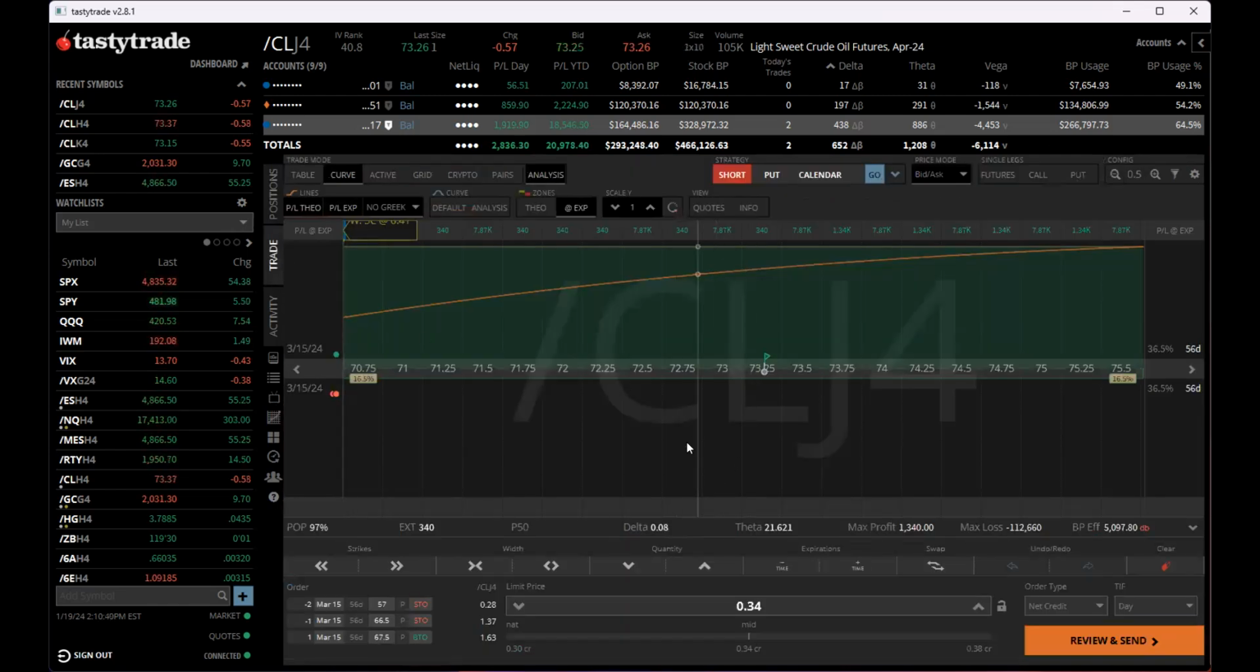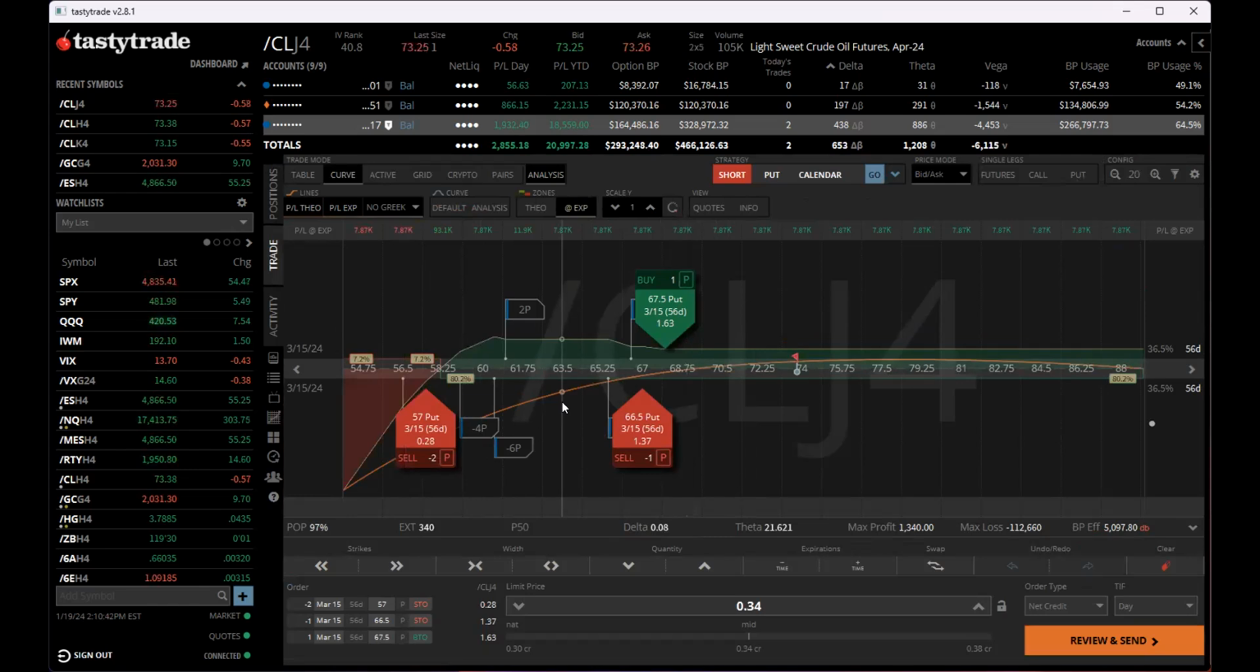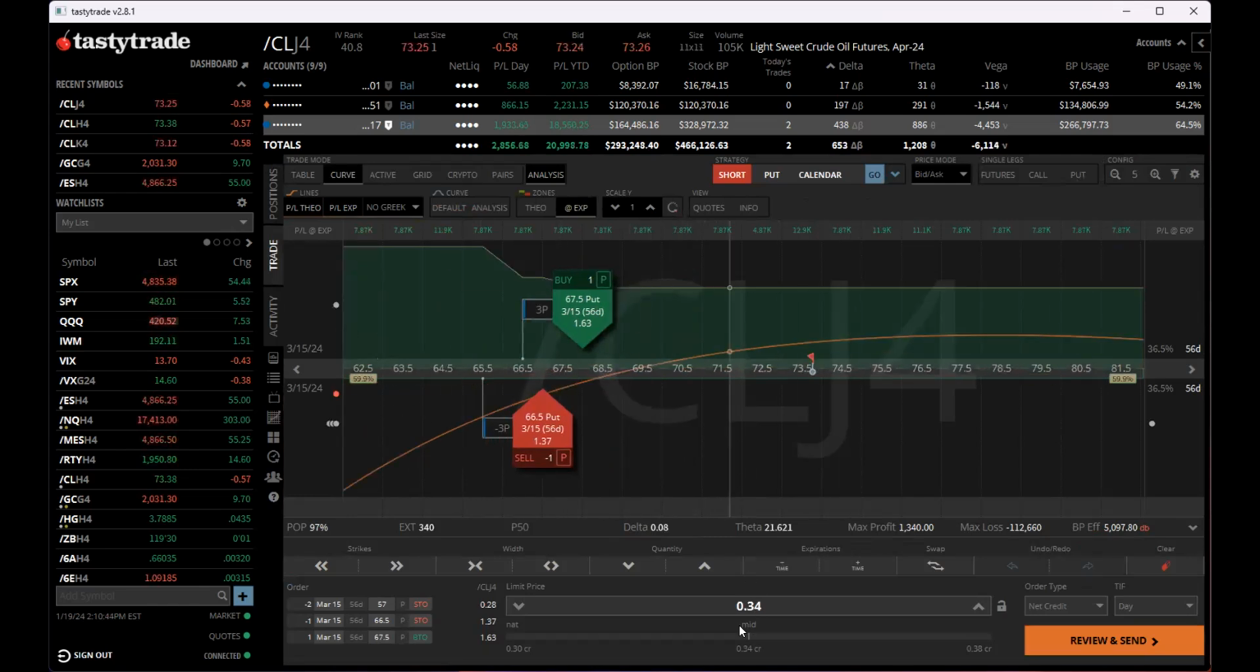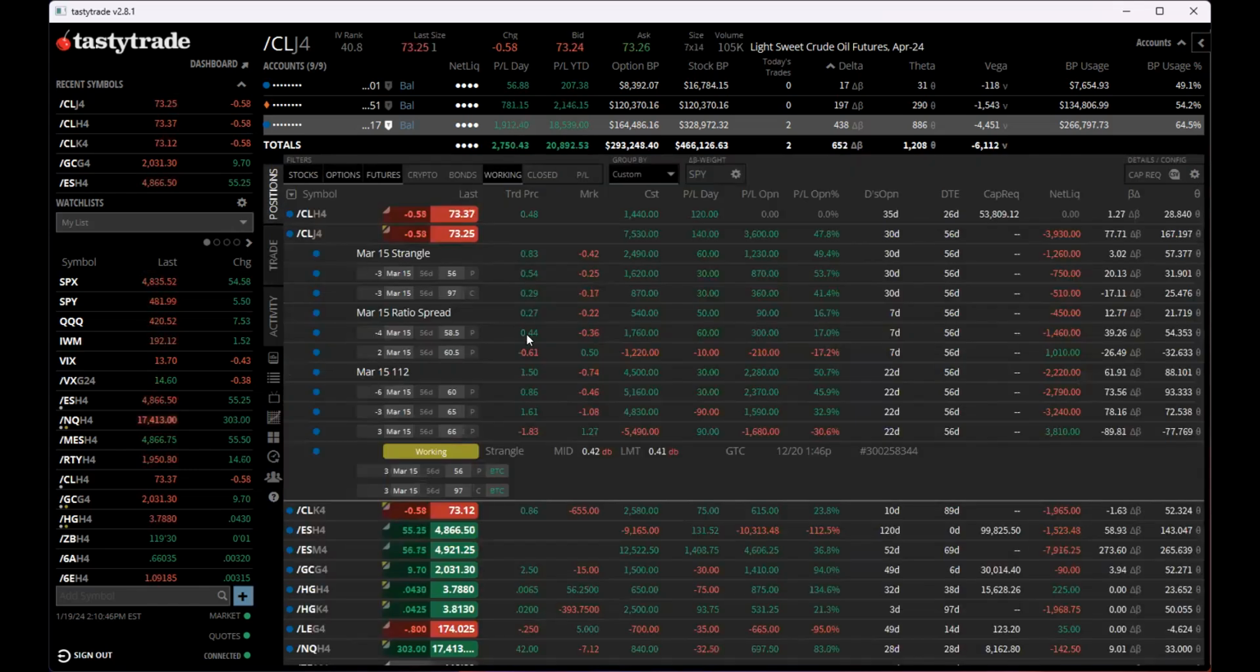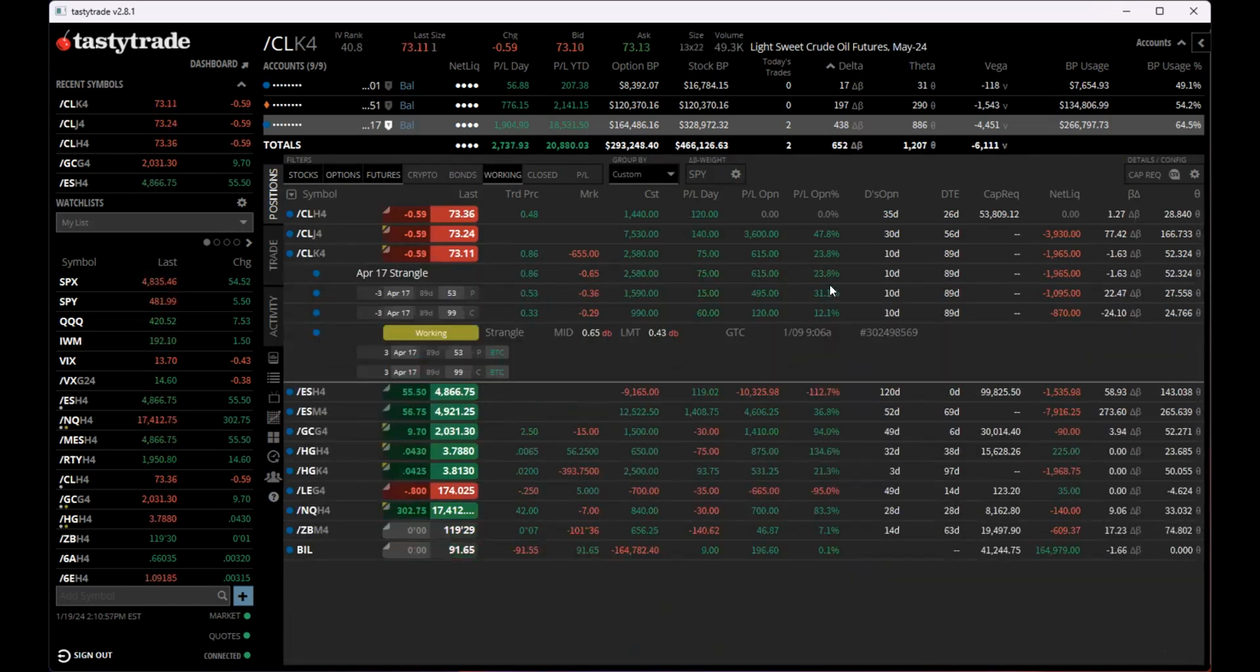$1.50 when I looked at this particular oil trade here, you were getting 34 cents on it. This one was $1.50. It was a pretty hefty trade on it. And then here I've got another strangle at 23% in 10 days. So I'm thinking some stuff on oil is going to come off.